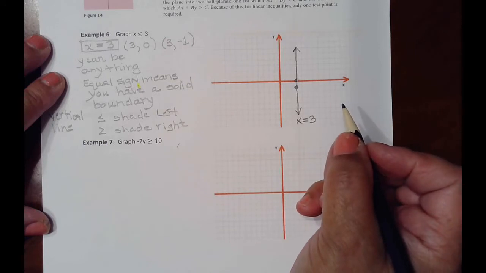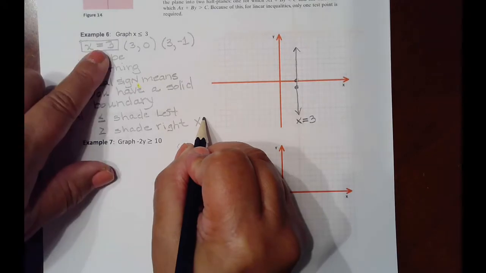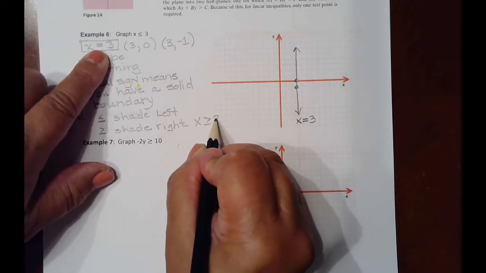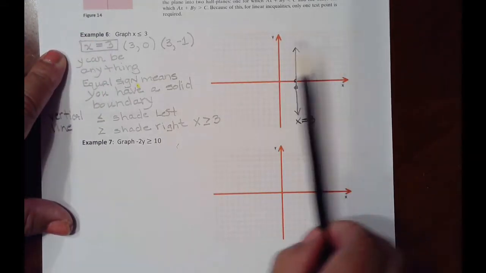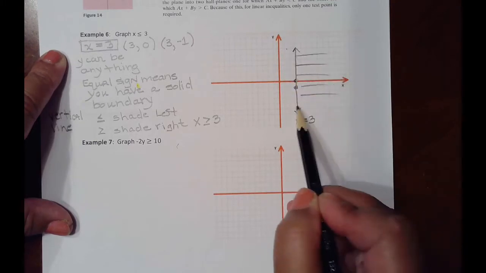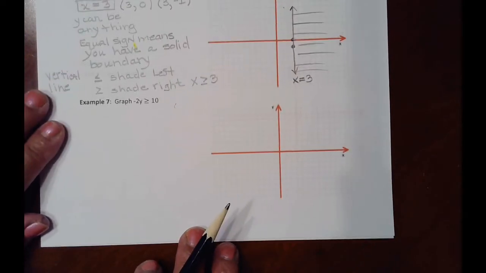Okay, we are shading this x. You can put that symbol back in now. X greater than or equal to 3. So all values greater than or equal to this boundary line are over here. So the shading would be over there. Okay, moving to example 7.